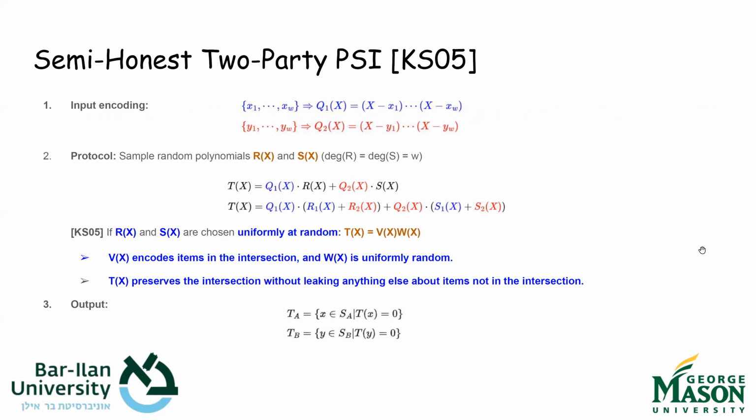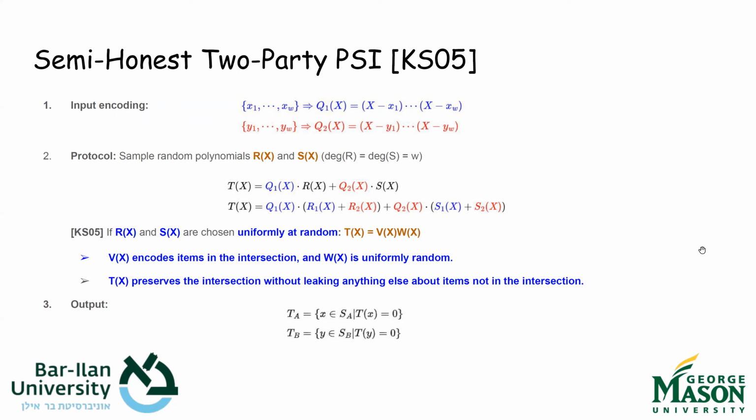Before introducing our protocols, I'd like to go through the background work that our constructions are based on, which is the construction presented by Kissner and Song. At a high level, Kissner and Song encode the input set with a polynomial. They prove that if the parties compute T equal to Q1R plus Q2S, where R and S are random polynomials, then T can be written as T equal to VW, where V(x) encodes the items in the intersection and W has a uniformly random distribution. As a result, T preserves the intersection without leaking anything else.